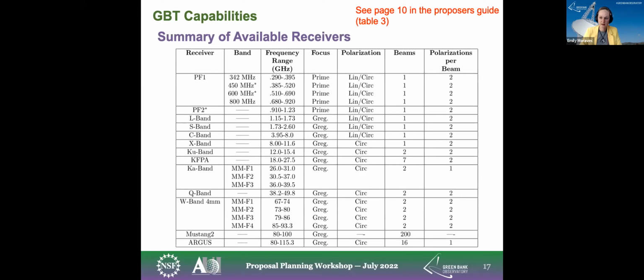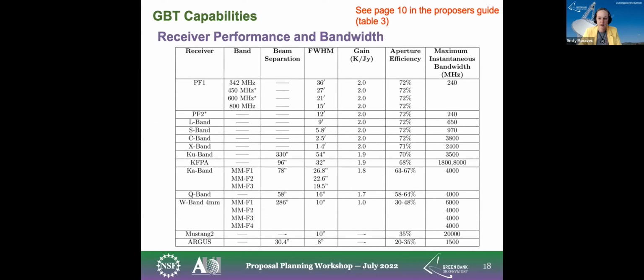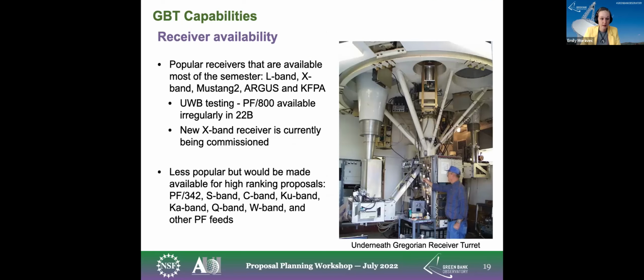So again, in the proposer's guide, there is a table that has a summary of all of the available receivers, the band, the frequency range, the polarization you can use, the number of beams and polarizations per beam. So check that out for your desired science. And it has also information about the beam separation, the full width half max, and instantaneous bandwidth that you can use then for calculating how much exposure time you need.